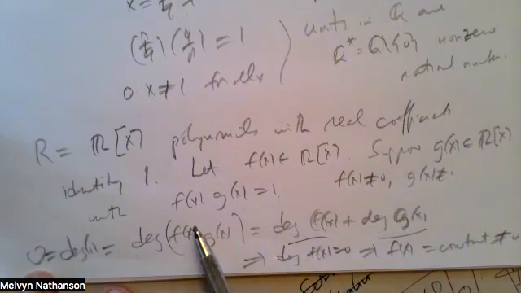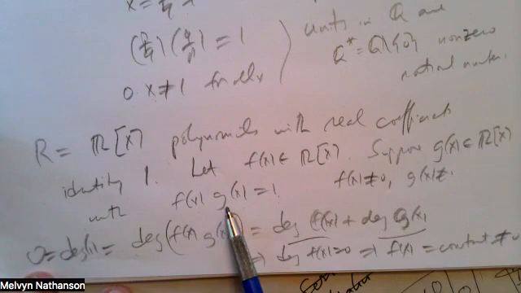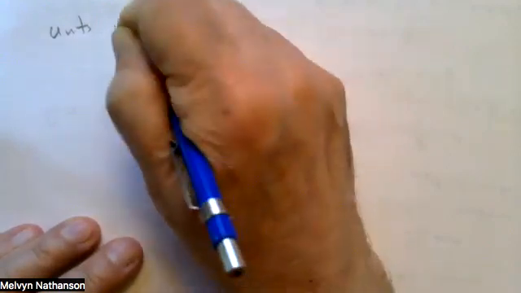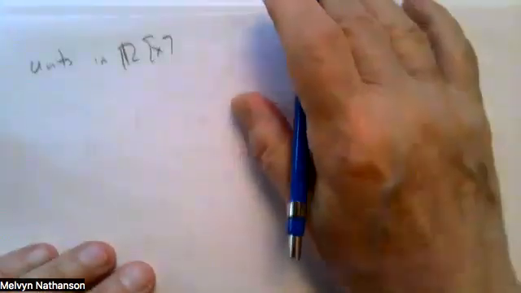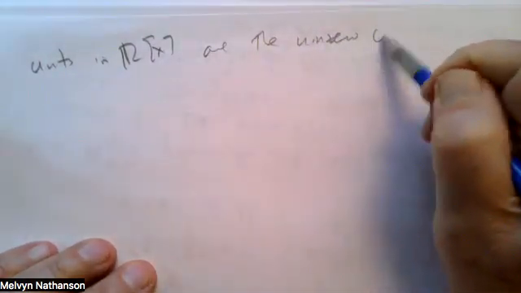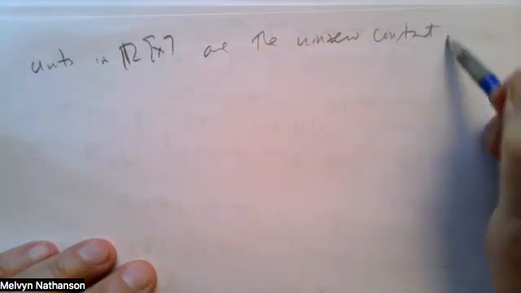Like 3. You take the constant polynomial 3, that's a non-zero constant. It has an inverse. What's the inverse? The constant polynomial 1/3. So in this ring of polynomials with real coefficients, the units are the non-zero constant polynomials.